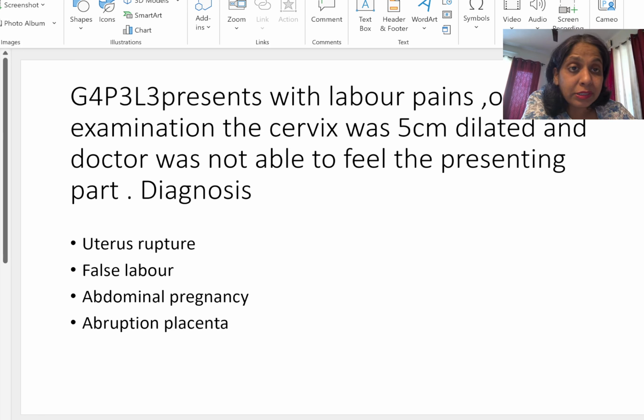When they say false labor, no, it is not false labor. At 5 centimeter, it is not a false labor, it is the active stage. Abdominal pregnancy, no, it is not an abdominal pregnancy, because the cervix would not have been dilated 5 centimeter. It is not an abruptio placenta either, that we will rule out after a few minutes.